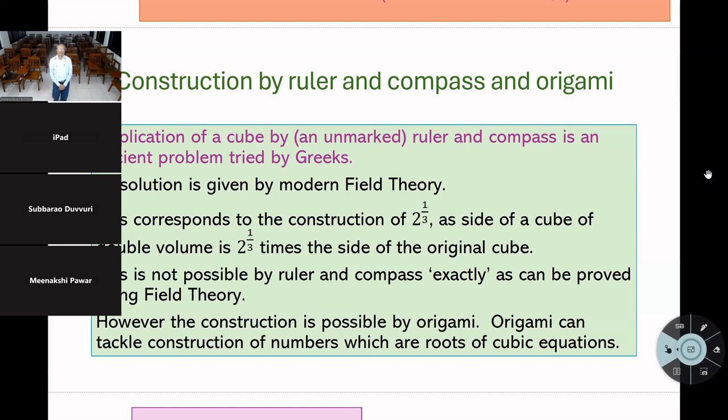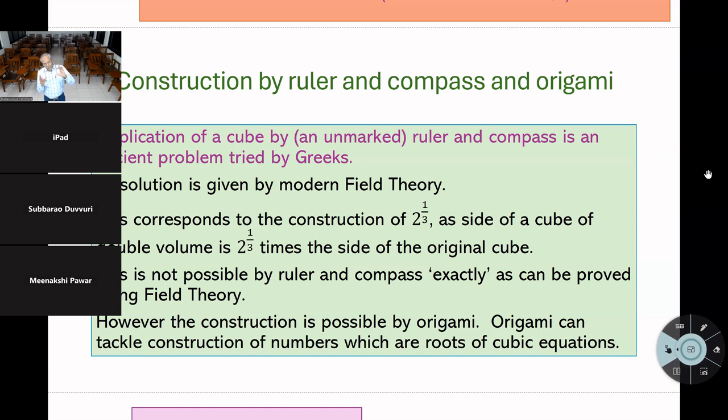There is a question nowadays: duplication of a cube. Can you construct the side of a cube whose volume is two times the volume of the original cube? For area you require the construction of root 2, and for the cube the construction of 2 to the power 1 third is required, because if you want to duplicate a cube, its volume should be double the original. Then the side should be 2 to the power 1 third times the size of the original cube.